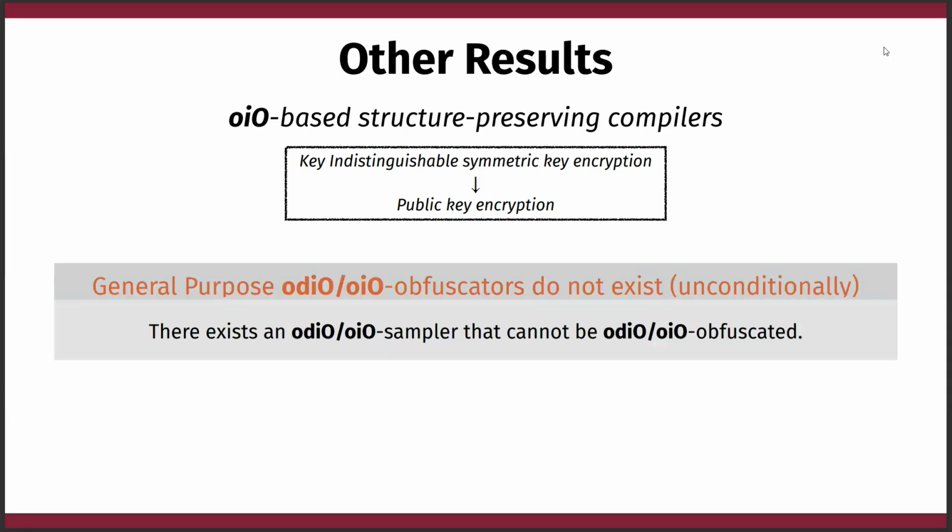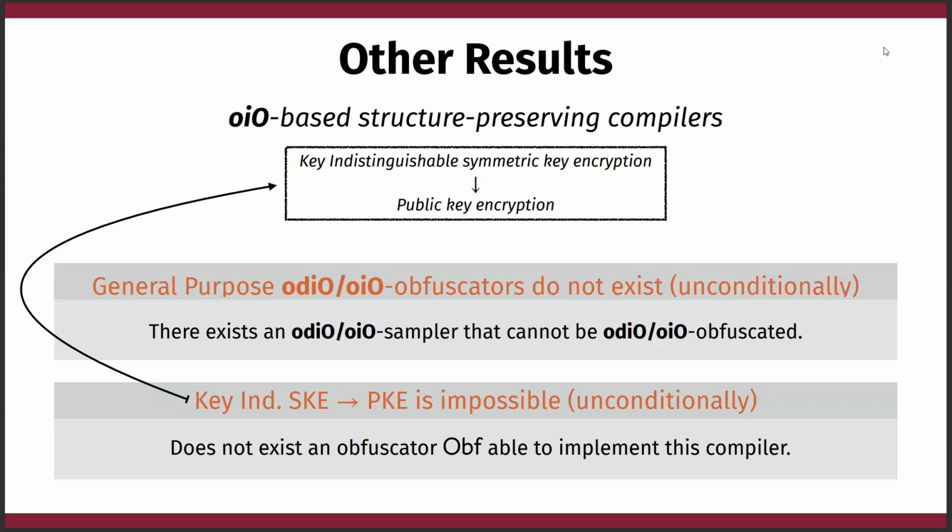We also extend the impossibility results of VBB to our case. So we modify the impossibility, and we show that even these definitions have unconditional impossibility results. So there are circuit samplers that you cannot obfuscate no matter what. And also, we show a new impossibility of the application, in particular this one. So we cannot go from key indistinguishable symmetric key encryption into public key encryption. And this is a kind of strengthening of the impossibility results in the VBB paper, because now we know that even if you assume additional properties of the symmetric key encryption, we cannot do the compilation.